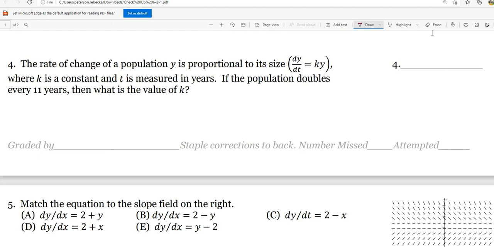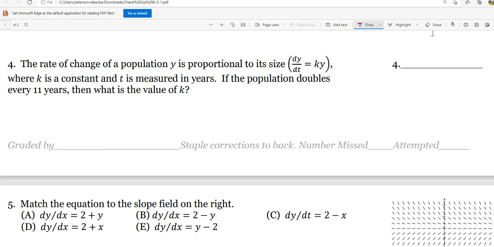All right, question 4. The rate of change of a population y is proportional to its size. So we know that we can use our y equals c e to the kt, where k is a constant and t is measured in years. If the population doubles every 11 years, then what's the value of k?